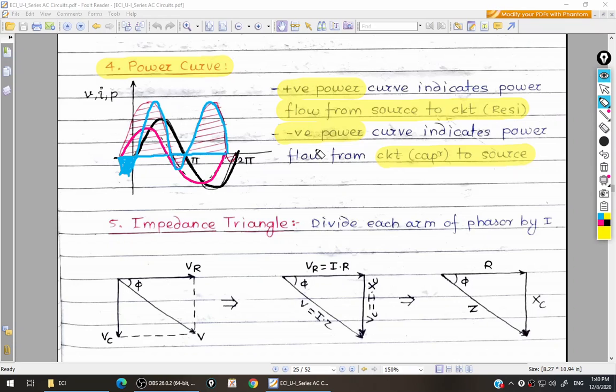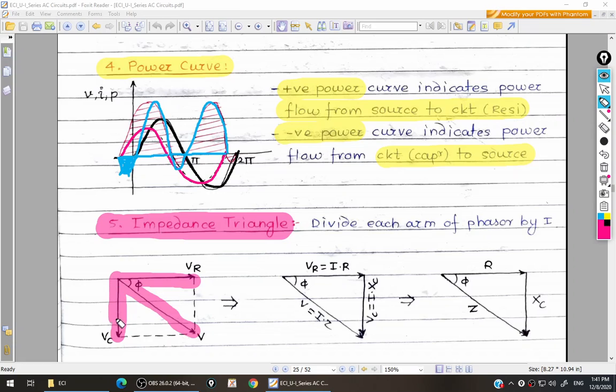Now our next parameter is impedance triangle. It is a triangle which indicates all the values which are measured in ohm, means resistance, reactance as well as impedance. For this we can draw this impedance triangle by using phasor diagram. We already know how we have drawn the phasor diagram. This is your voltage across resistor, this is your voltage across capacitor, and in between them we are getting RMS value of applied voltage or total voltage.